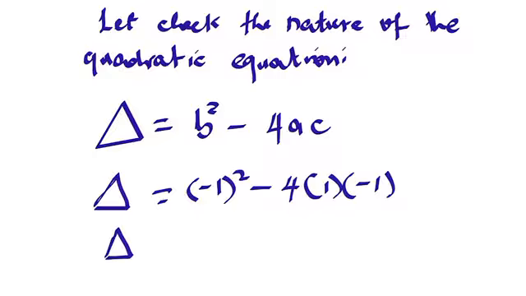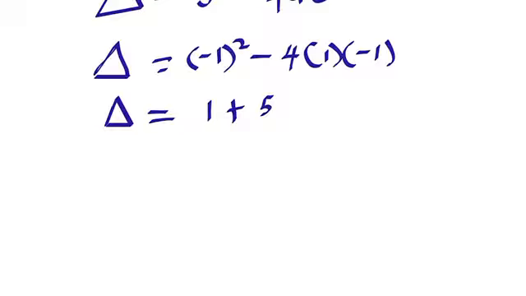So from there, our discriminant is going to be 1 plus, 4 times 1. So this will give us 4. Then we have our discriminant to be 5.